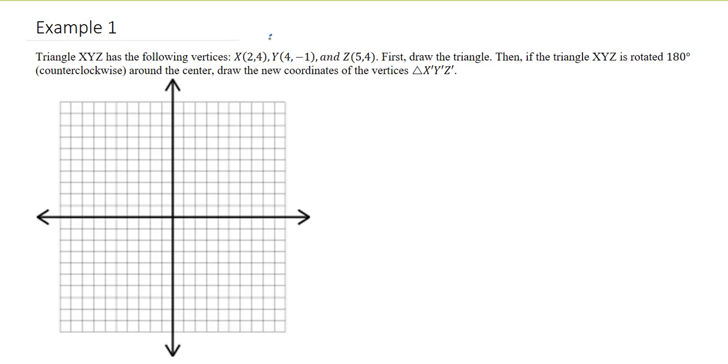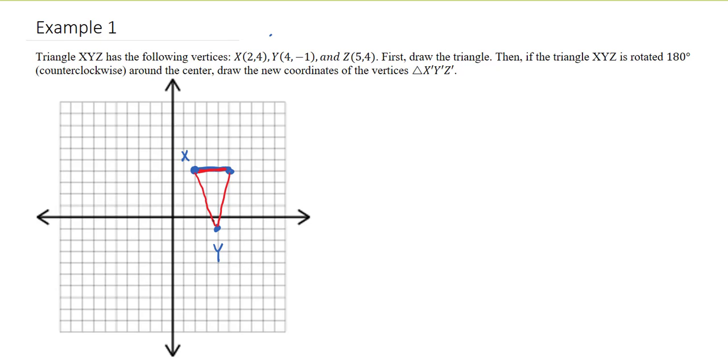So X is (2, 4). That means we're going to the right on the x-axis, right 2, and then up 4. 1, 2, 3, 4. So that's where we end up, and that's our X. Now our Y, which is (4, -1). So we go over 4, 2, 3, 4, down 1. Now we have our Y, and then our Z, which is (5, 4). So we go 1, 2, 3, 4, 5, and then up 4. 1, 2, 3, 4. Maybe I'll just draw this in red.